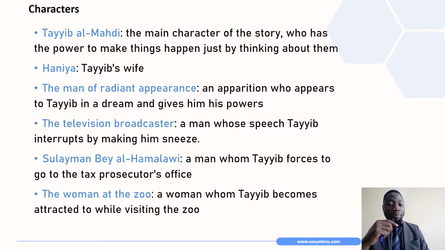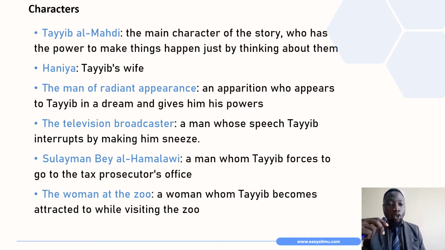Apart from that, we also have the woman at the zoo. She is a woman whom Taib becomes attracted to while visiting the zoo. I believe those are the only characters that we have in the story.